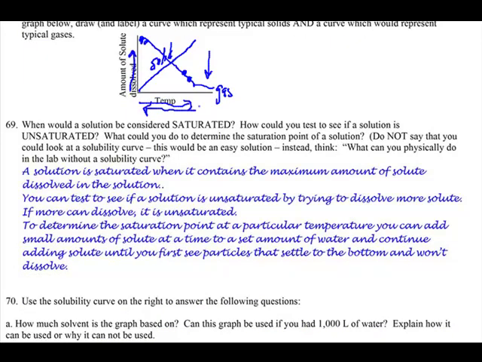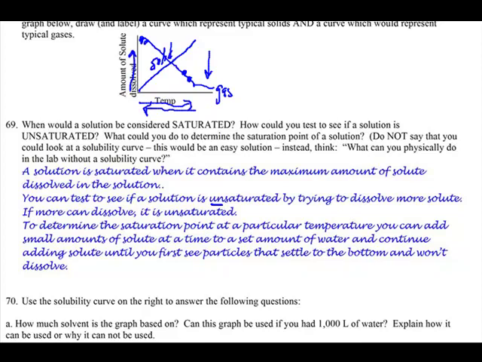Alright, number 69, talking about saturated versus unsaturated. It says, when would a solution be considered saturated? And then how could you test to see if it is unsaturated? What could you do to determine the saturation point? Well, if you didn't have a curve to look at, you would take a specific amount of solute, drop it into your solution, and look to see if it gets dissolved or not. If you add in a little bit more, and it actually dissolves, that means the solution you just had was unsaturated, because you were able to get more to dissolve. But if you drop in a little tiny bit, and it doesn't dissolve, and it sits at the bottom, then you know that you've hit the saturation point right before you added that little extra bit.